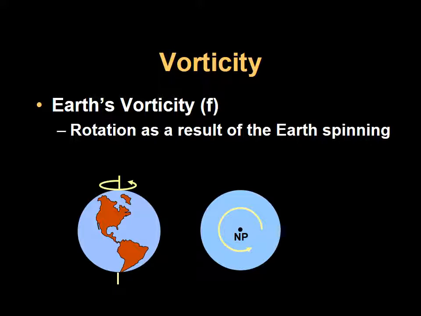Because the Earth is spinning, any place on Earth there is some rotation that is apparent from outer space, based upon the rotation of the Earth. So we know that in the northern hemisphere, if we look down on the North Pole, the Earth is rotating counterclockwise. Likewise, if we look at the South Pole, we can see that the Earth is rotating from that vantage point clockwise.